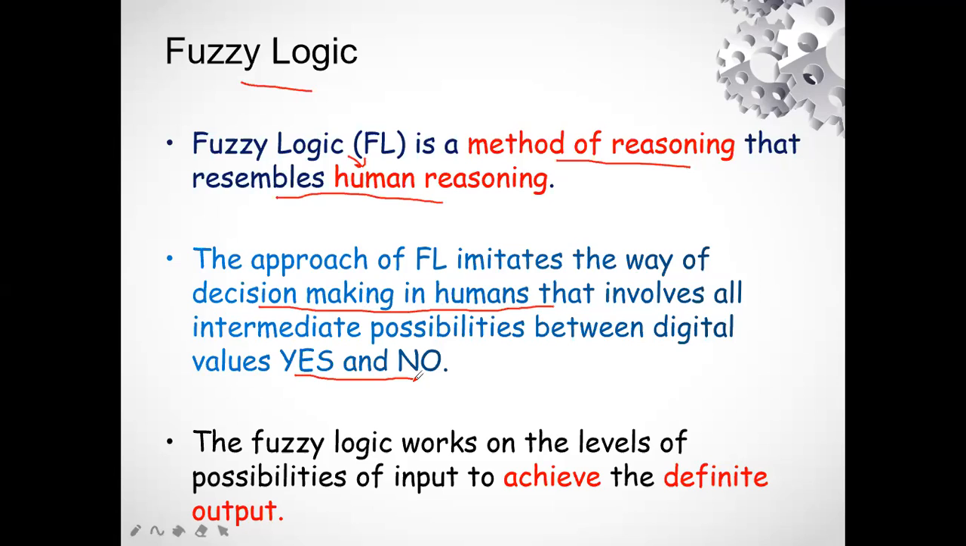That means this fuzzy logic is going to imitate, resemble the way we humans make decisions. How do we humans make decisions? We make decisions based on our prior or past experience through analysis of certain parameters. So the same fuzzy logic will be used here. Now, fuzzy logic works on the levels of possibilities of input to achieve a definite output. That means when we have certain inputs which are not definite, we do not have definite inputs, but we are going to achieve the definite output. That time we are going to use fuzzy logic.